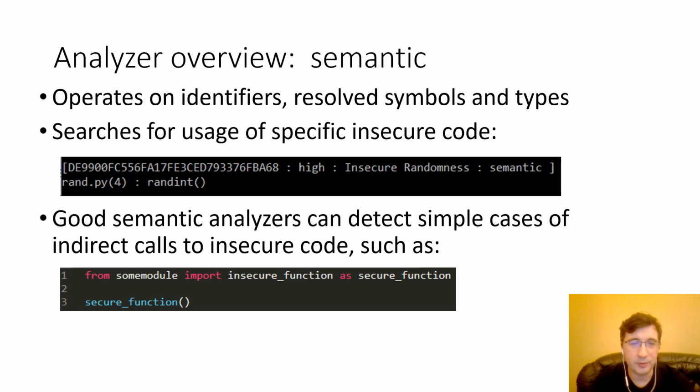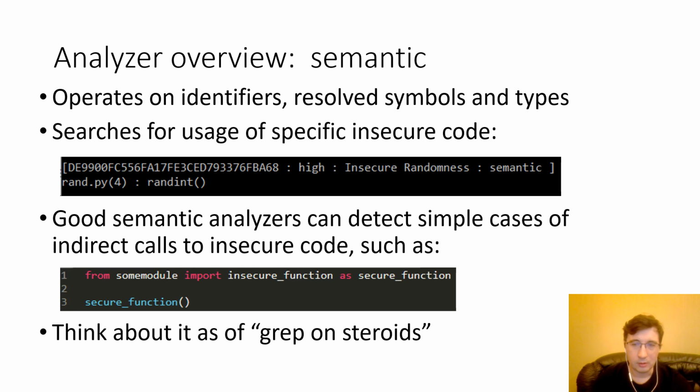Also, good semantic analyzers can detect renames of symbols and identifiers. For example, if you import an insecure function from a certain module and rename it to some non-relevant or even secure analog, a good semantic analyzer will be able to track such a rename and flag that there is actually a match for the rule for the insecure version of the function that was renamed. You can think of a semantic analyzer as a fancy version of the grep utility.